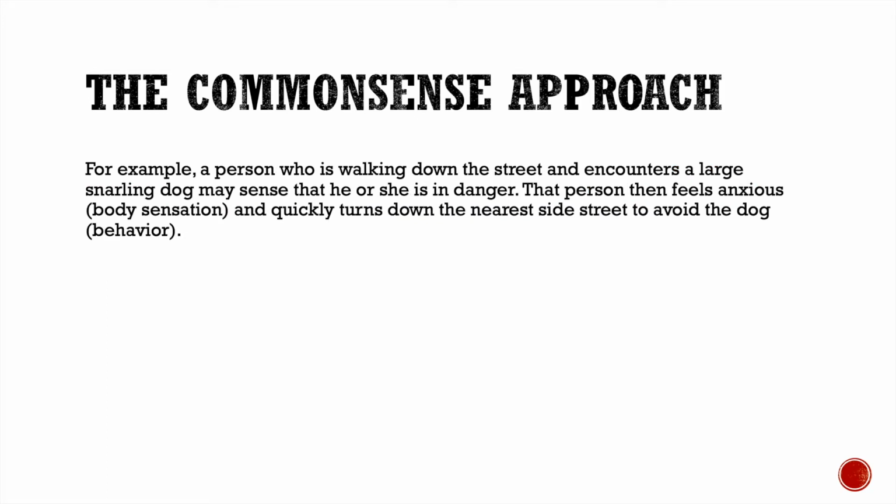For example, a person who is walking down the street and encounters a large snarling dog may sense that he or she is in danger. That person then feels anxious, which is a body sensation, and quickly turns down the nearest street to avoid the dog, which is the behavior.